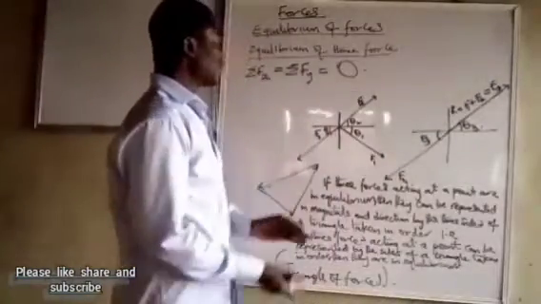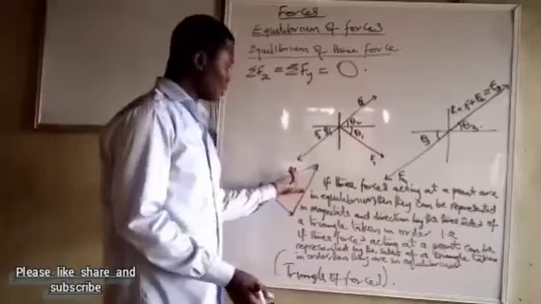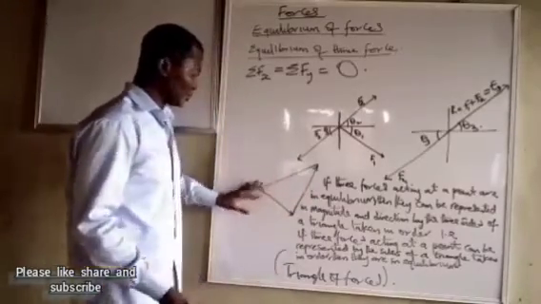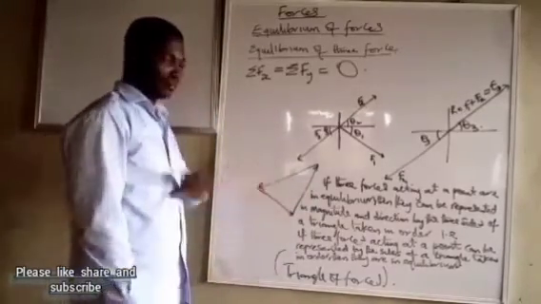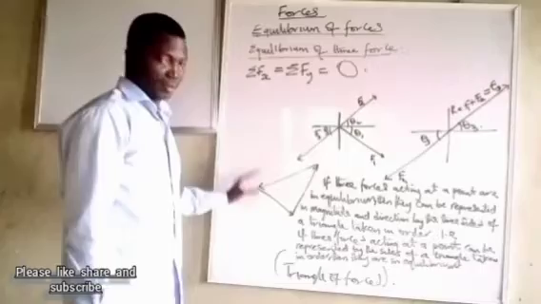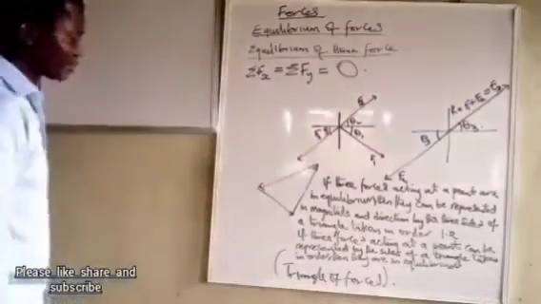So if somebody can draw a triangle like this for you and say, okay, this is for three forces, and ask you a question about them, they are in equilibrium. You get it now? So that's what this is trying to say.